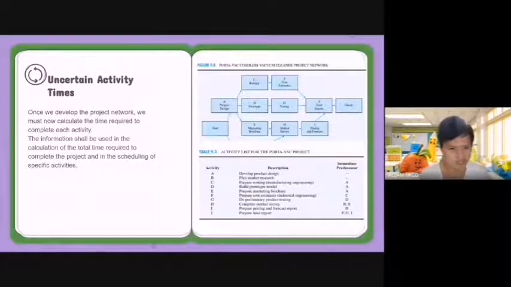Once we develop the project network, as seen in Figure 9.8, the Portavac cordless vacuum cleaner project network, we must now calculate the time required to complete each activity. Then the information will be used in a calculation of the total time required to complete the project and in the scheduling of specific activities. This can also be seen in Table 9.3, the activity list for the Portavac project.